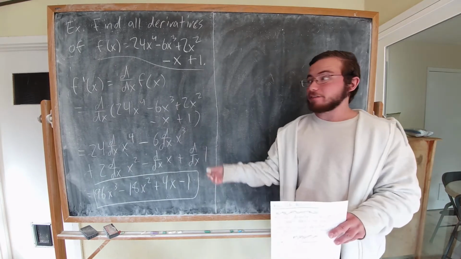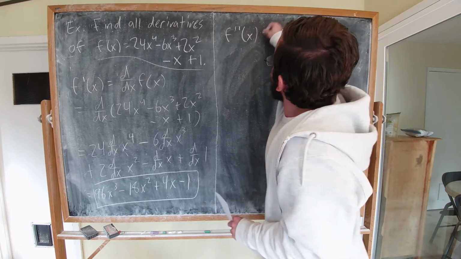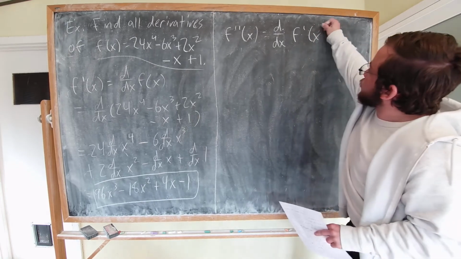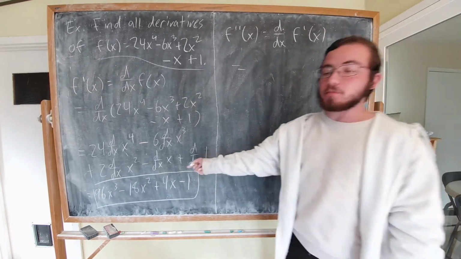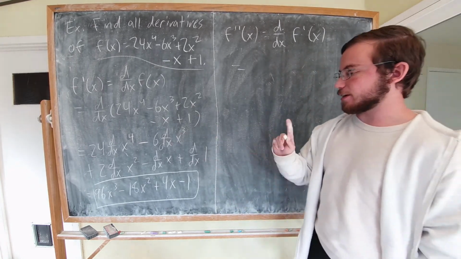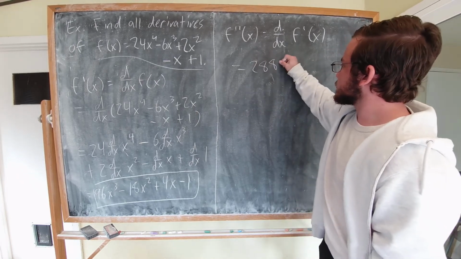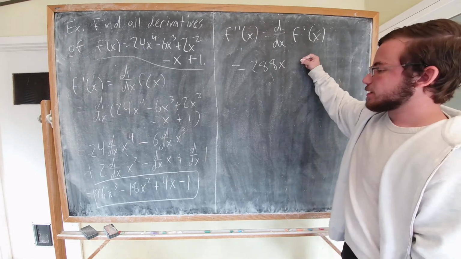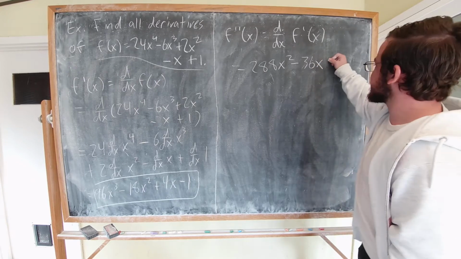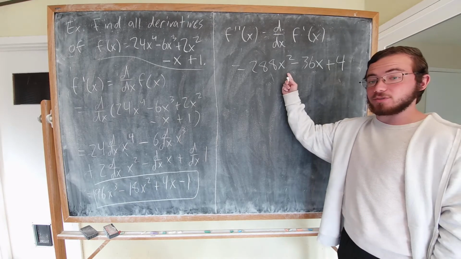So now to find the second derivative, we just take the derivative of that. d dx of f prime of x, which is equal to, go through the exact same process of applying these rules, and you get, let's see here, 288x squared minus 36x plus 4. Alright, so that's our second derivative.